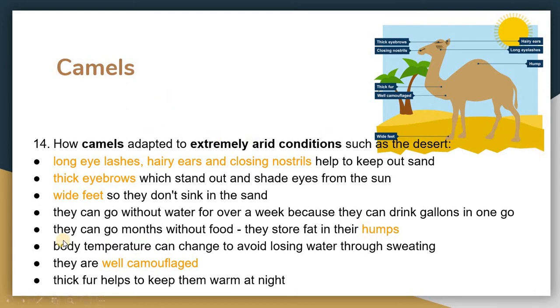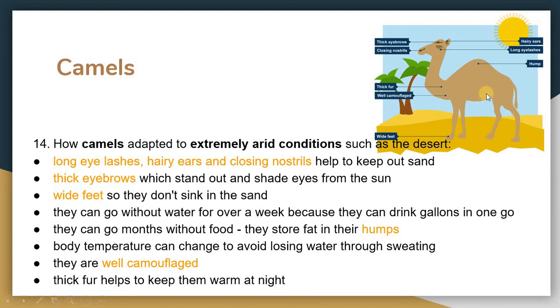A camel's body temperature can change to avoid losing water through sweating. We know that the desert is not just hot; it's also really dry. In really dry conditions, you don't have much moisture in the air. It's so dry and so hot that you'll be constantly sweating, and when you sweat, you actually lose water from your body. So a camel has this feature to avoid losing much water.